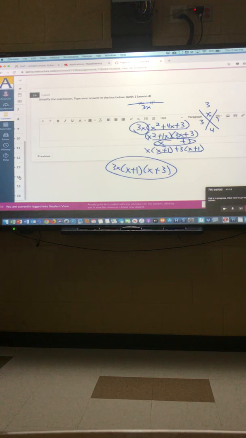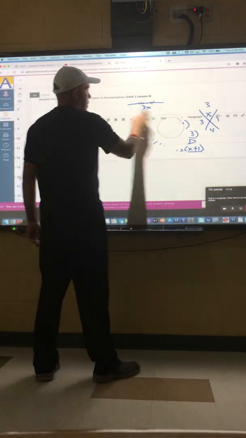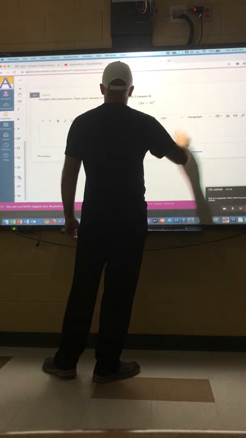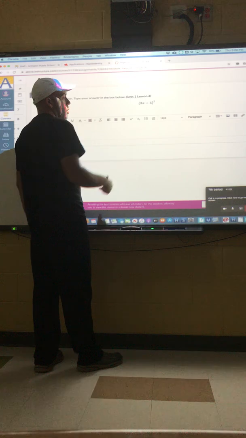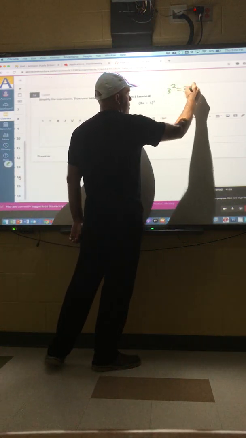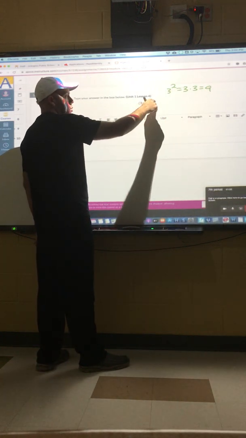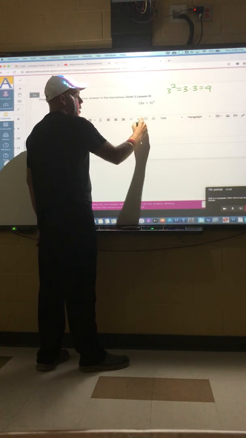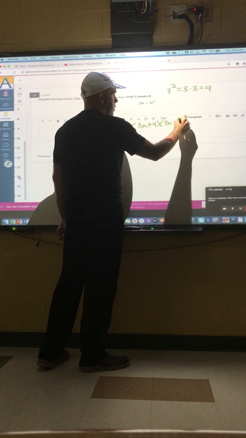All right, number 14. Okay, so here we go. We have a review question here for number 14. It asks us to simplify this expression, and it gives us 3x plus 4 squared. So let's remember what squared means. 3 squared, for instance, means 3 times 3, which is 9. So it means multiply times itself. So when I see 3x plus 4 squared, I'm going to do 3x plus 4 times 3x plus 4.